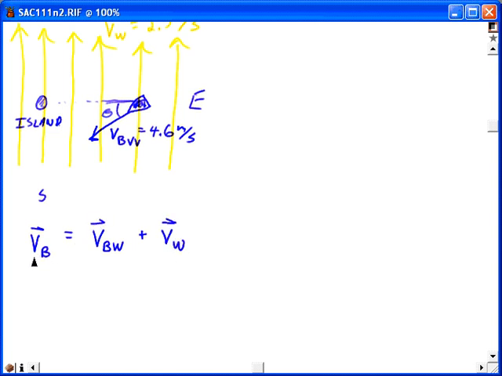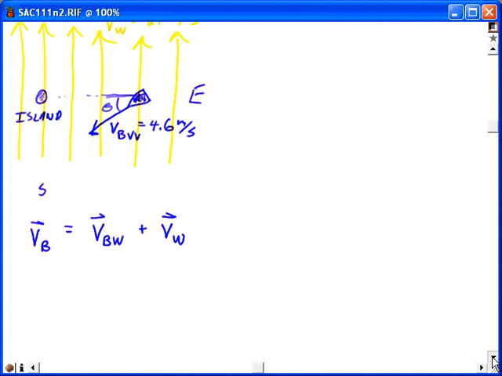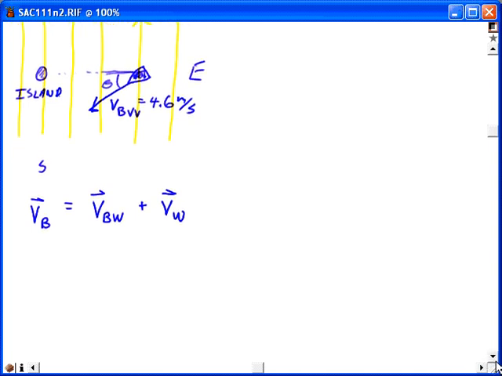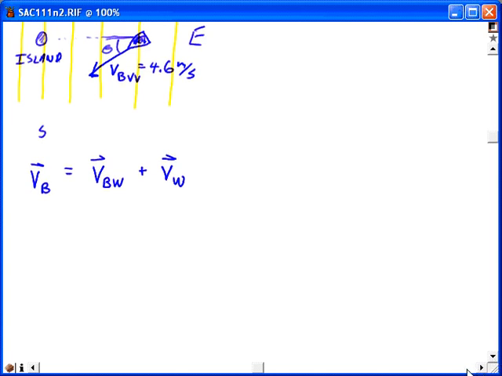This will be the total velocity of the boat, say relative to the island, and it's going to be the velocity of the boat relative to the water plus however fast and which way the water is carrying it. And we know that's how fast it's carrying it northward. So I want to draw a little vector addition diagram. Call that the velocity of the boat relative to the water, which I know is 4.6 meters per second. And then I got to add to that the velocity of the water.